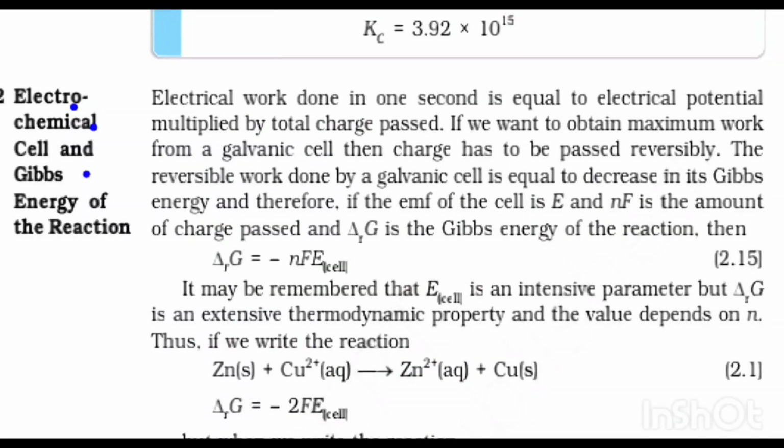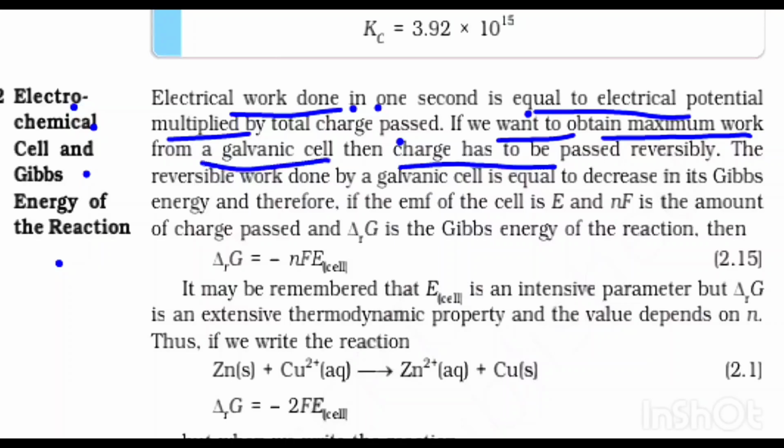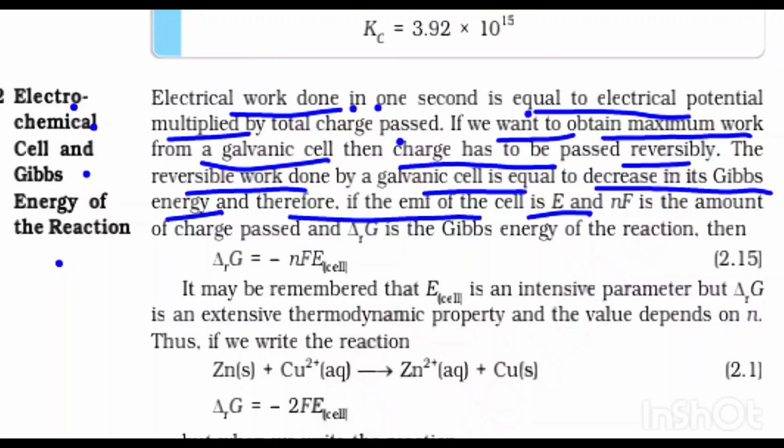Electrochemical cells and Gibbs energy of the reaction. Electric work done in 1 second is equal to the electric potential multiplied by the total charge passed. If we want to obtain maximum work from a galvanic cell, then charge has to be passed reversibly. The reversible work done by a galvanic cell is equal to the decrease in its Gibbs energy. Therefore, if the EMF of the cell is E and nF is the charge passed, and delta rG is the Gibbs energy of the reaction, then delta rG is equal to minus nFE cell.